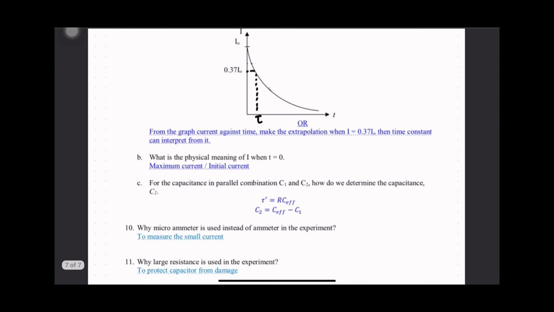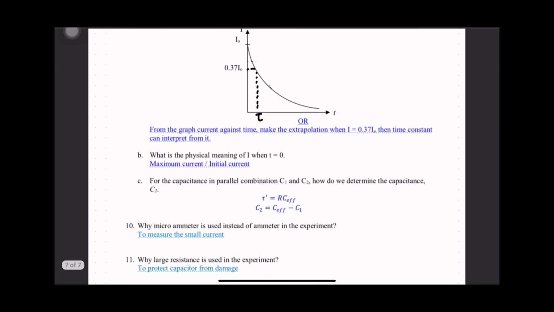Okay, for the capacitor in parallel combination C1 and C2, how do we determine the capacitance? This is what I taught earlier. For tau, you know tau prime, which is the combination, is R times C1 plus C2. So there you can find the value of C2, because the first tau is the ordinary tau, you can find C1. Okay, and then substitute to get C2.